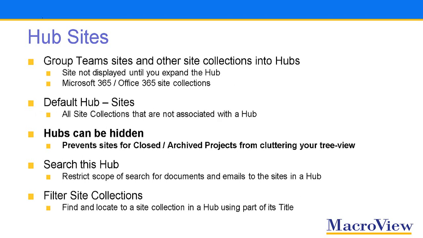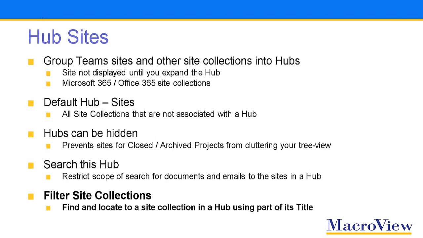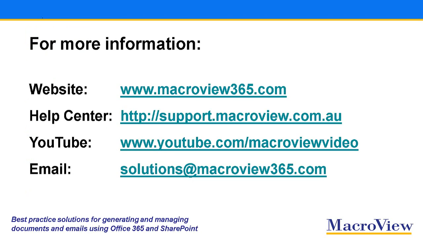The sites in hubs can be hidden. This is a great way to prevent sites for closed or archived projects from cluttering your tree view. You can right-click on a hub and restrict the scope of your search for documents and emails to just the site collections in that hub. You can also filter site collections within a hub in order to find a particular site collection based on part of its title.